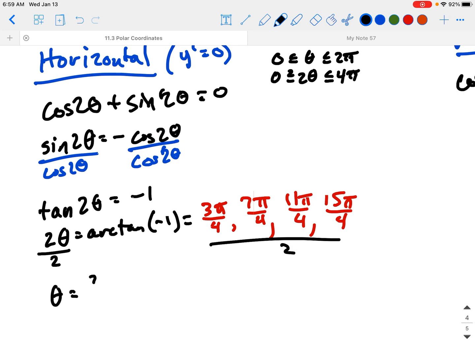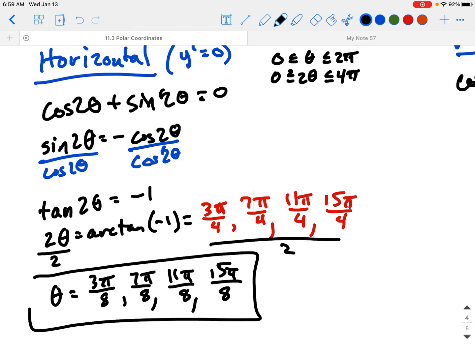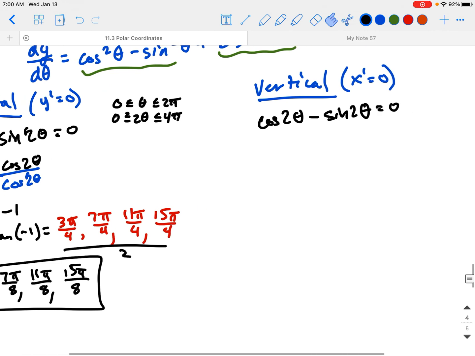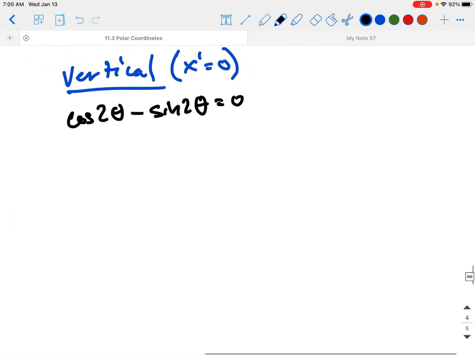So theta is going to equal 3 pi over 8, 7 pi over 8, 11 pi over 8, and 15 pi over 8, which are all between 0 and 2 pi. So those will be our 4 solutions. Note, we could actually kind of go infinitely since we haven't been given a domain for theta, and there's actually an infinite number of values where the slopes will be that, but these will be the 4 that we'll use for our solution here.